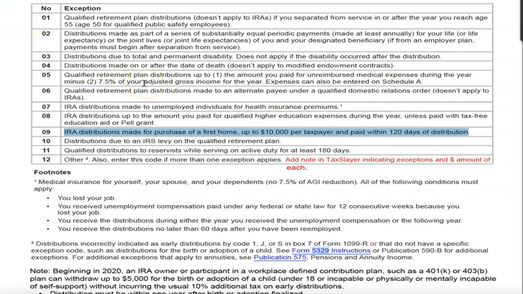So, again, anytime you see a penalty for early distribution, ask the taxpayer why they took it. They may just say general expenses, and then see if any of these possible exceptions apply, because there's a lot of money involved and it doesn't take very long to go over these.